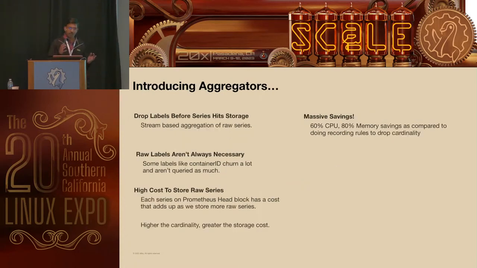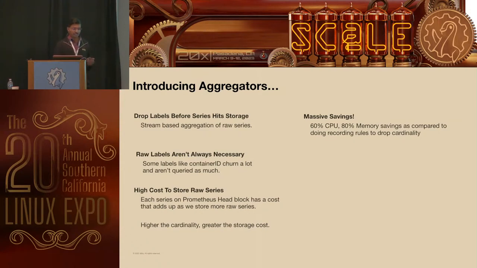So between the time from the first implementation to what we are at right now, we also did some minor enhancements. And one of that was to introduce something called an aggregator. If there are observability practitioners here, we all would agree that raw labels aren't always required. Most of the time, if you look at query logs for the last 1 year, the amount of raw data that people actually ask for is very minimal.